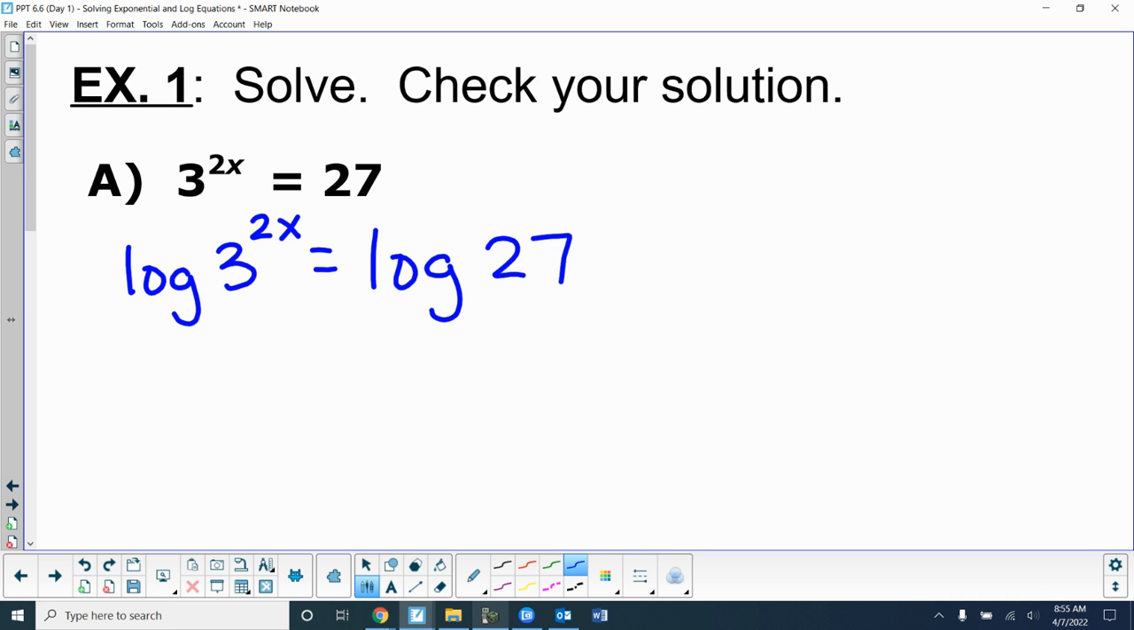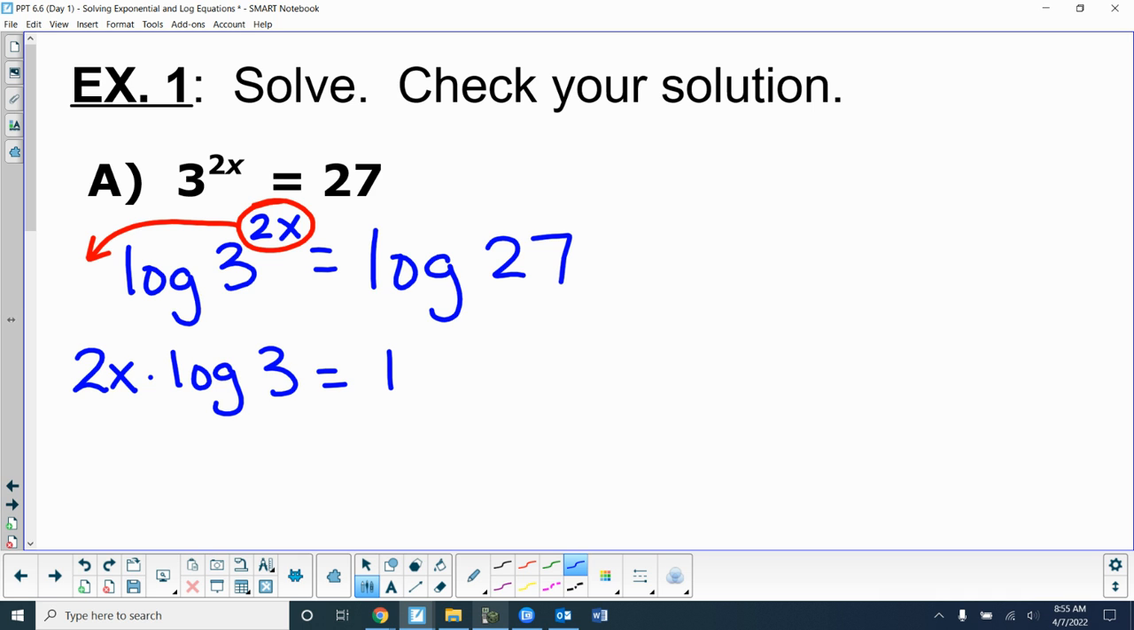Now, what's the rule we've been working on? We learned it Monday and went over it today. What can we do with that exponent? We can move it out front and rewrite this as 2x times the log of 3 equals the log of 27. We're using that power rule, that we can move the exponent out front. Now I want to get x by itself, so I need to move this log of 3 to the other side. How do I move it over there? Divide it, because it's multiplication.